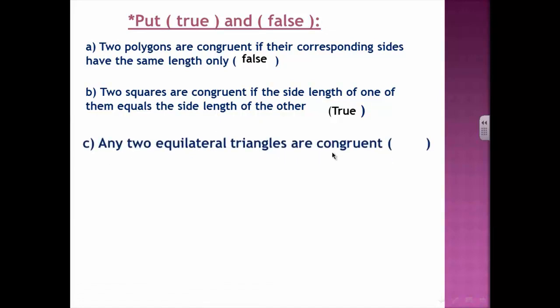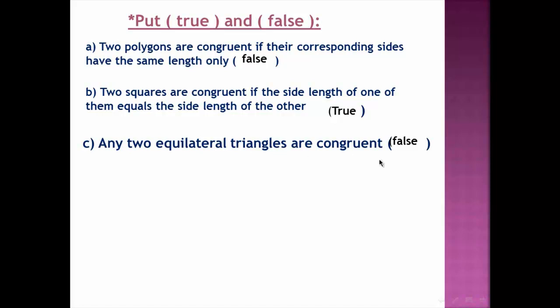Any two equilateral triangles are congruent. In an equilateral triangle, each angle equals 60 degrees, so the angles are equal in measure. But the side length of one equilateral triangle may be 3 centimeters and the other 4. Letter C, any two equilateral triangles are congruent? Of course not, because although each angle equals 60 degrees in both triangles, the side lengths are not equal. So any two equilateral triangles are not congruent. The answer is false.